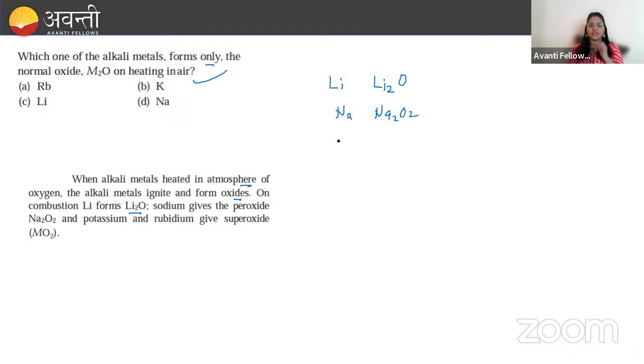We have talked about this. And further MO2 type oxides are formed by potassium, rubidium, and cesium. So here, who is going to form the M2O type of oxide? Lithium is going to form it. So our answer will be what? C. Any doubt in this?